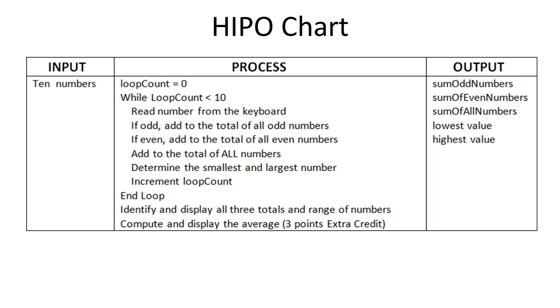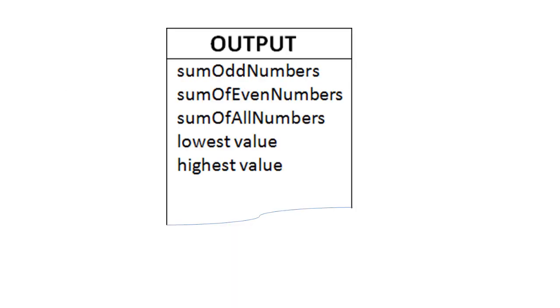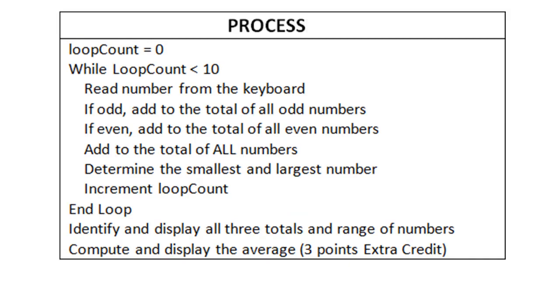HIPO stands for Hierarchical Input Process Output. The input section is simple, 10 numbers. The output section for this assignment is also fairly simple. Display the 3 sums, the lowest and highest value, and average. The process section of the HIPO chart is the most complex of the 3. It contains a brief pseudocode description of the processing that is to be done.